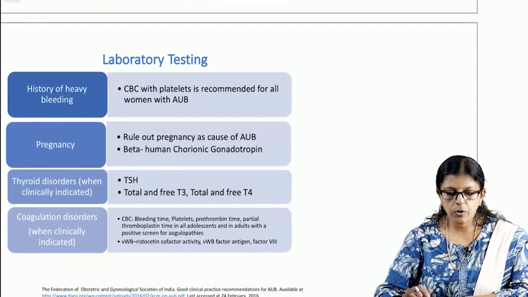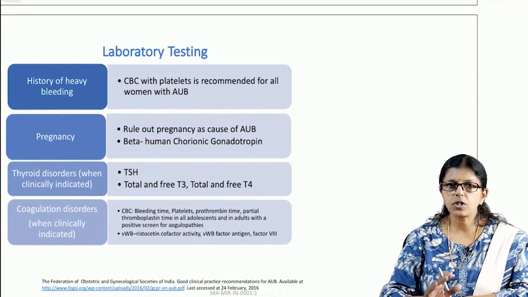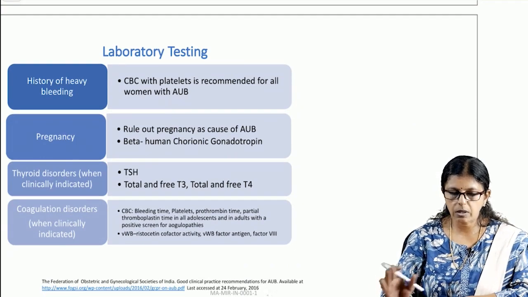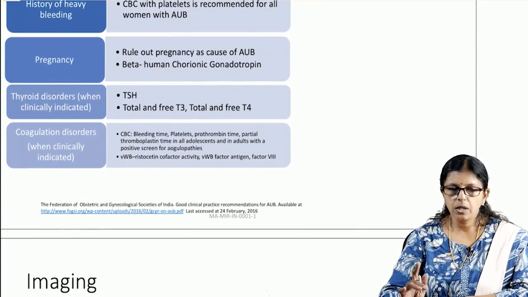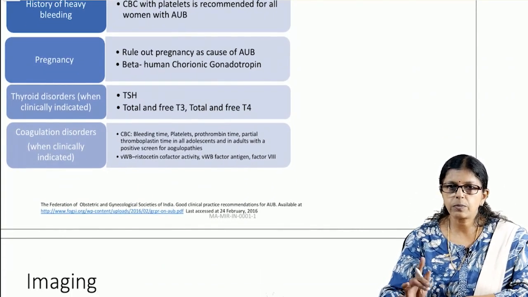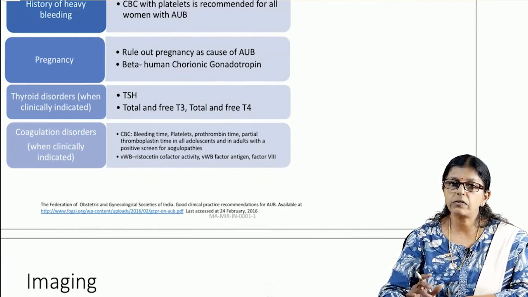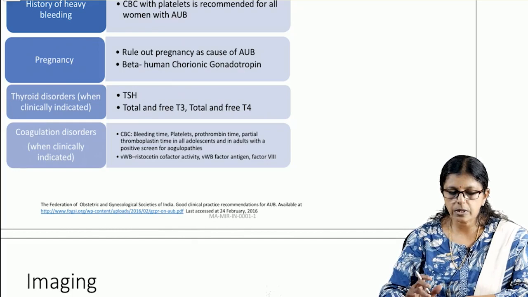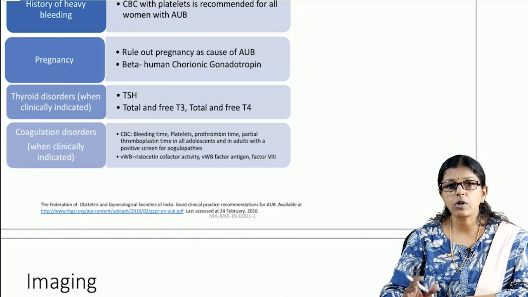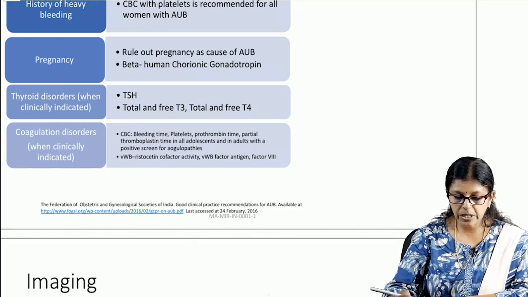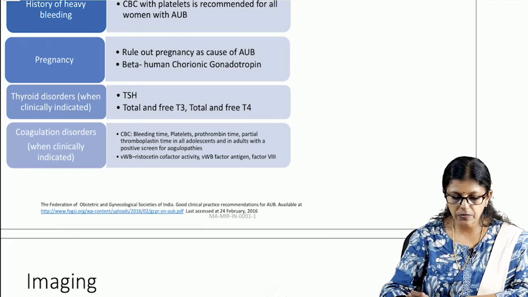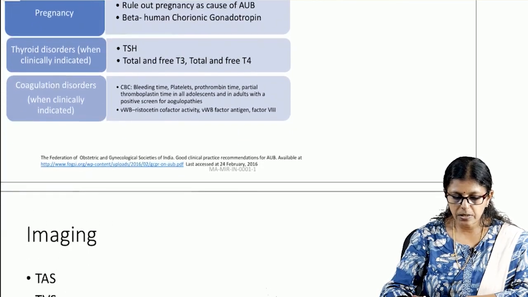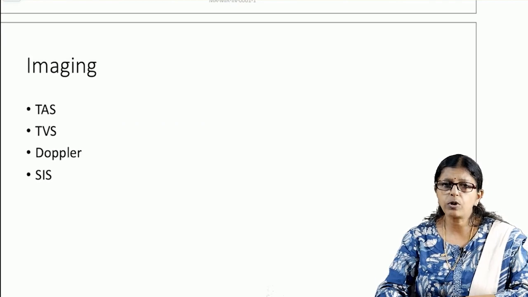Then the other laboratory tests that we'll do, as I said, for a history of heavy bleeding, you will do a complete blood count and all that is required for investigations of anemia. Rule out pregnancy. You have to rule out thyroid dysfunction by doing a TSH, free T3 and T4 levels. And if coagulation dysfunction is suspected, you have to do all tests like bleeding time, clotting time, PT, APTT, etc. All the tests for bleeding tendencies.